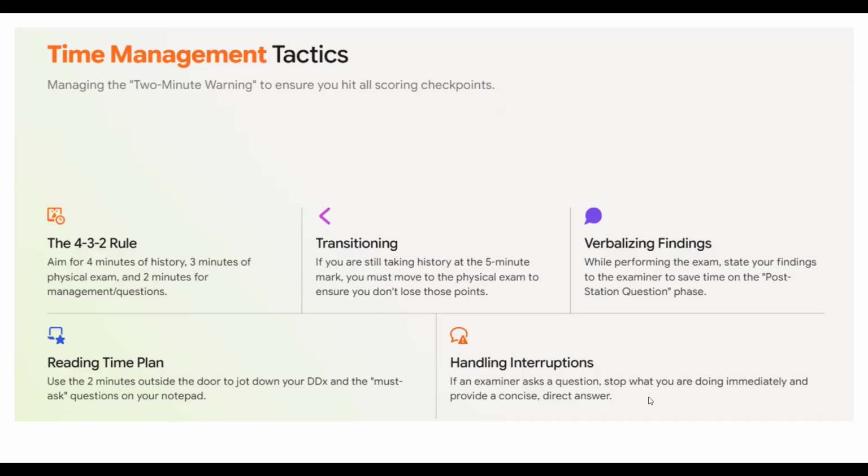Handling interruptions. Sometimes the examiner asks a question, which is rare. I haven't heard anyone say that the examiner asked them a question during their time with the patient. So it's unlikely that this happens, but if they do ask you, just stop and address it. Keep it concise and direct. You don't need to over explain or overstate something.